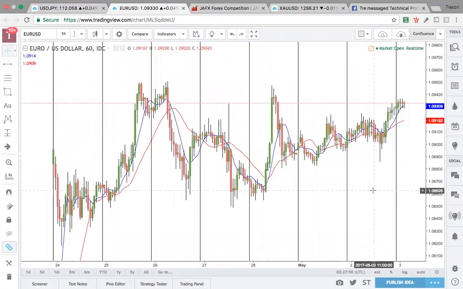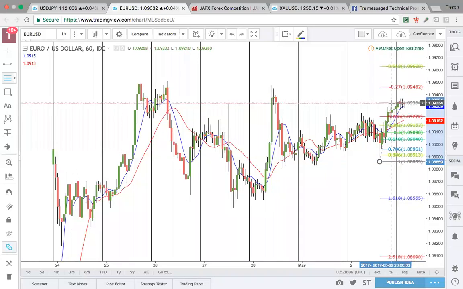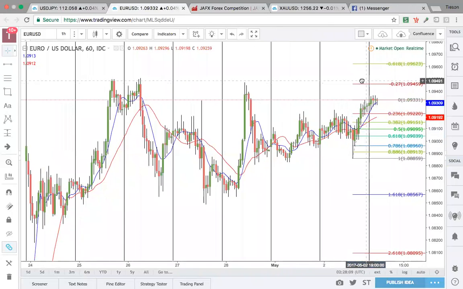So a fib is drawn from the high to the low of the day or the low to the high. It can't be just however you want to do it. So let's say the market had been trending, for example, like it kind of consolidated today. So how you draw it is you go from this low left to right, and then you go to the high of the day.